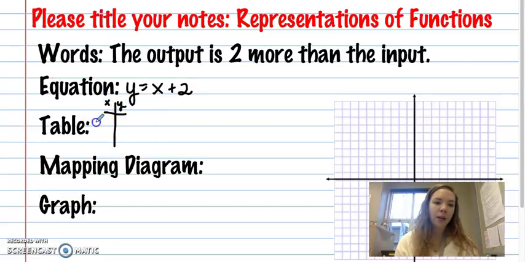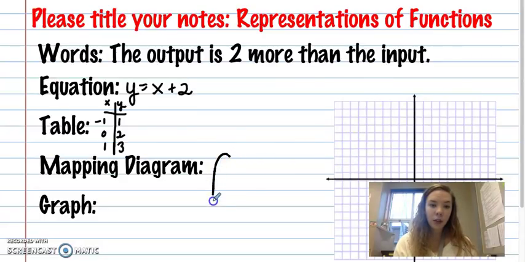So let's say we plug in -1, 0, and 1. If I plug in a -1 here, -1 plus 2 is 1. 0 plus 2 is 2. 1 plus 2 is 3. You can make your table any length, but we'll stick with just those 3 points.